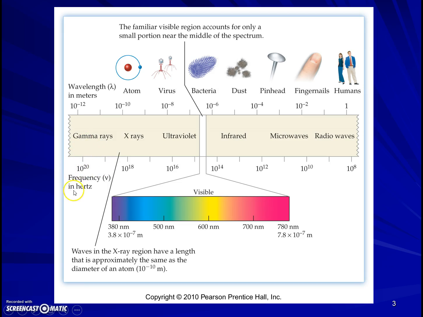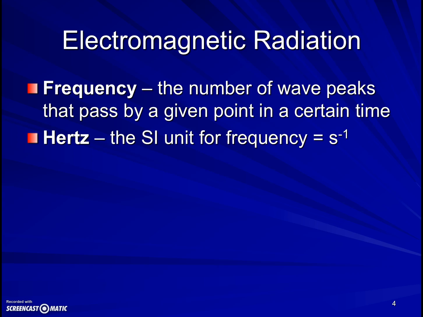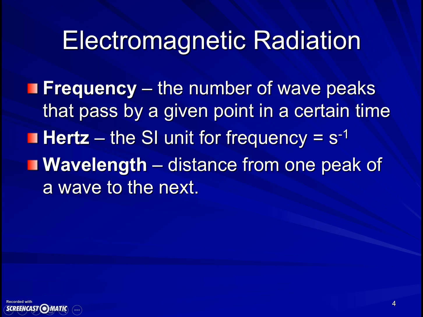Now on this axis we show the frequency. Frequency is defined as the number of wave peaks that pass by a particular point in space in a certain amount of time. So we measure it and say peaks per minute, or more often peaks or waves per second. And so that per second unit for wave frequency is called hertz.